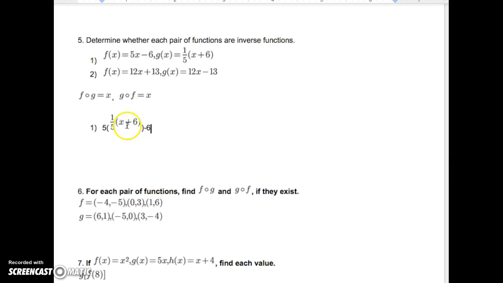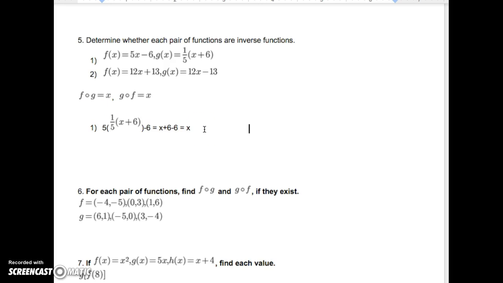Okay, I know the formatting's a little bit bad for that. But what we're going to do here essentially is 5 times a fifth, those cancel out. We're left with x plus 6 minus 6. And obviously the plus 6 and the minus 6 cancel and you're left with x. So the F composition G, we got just x.